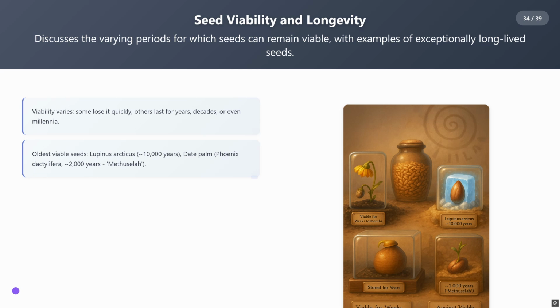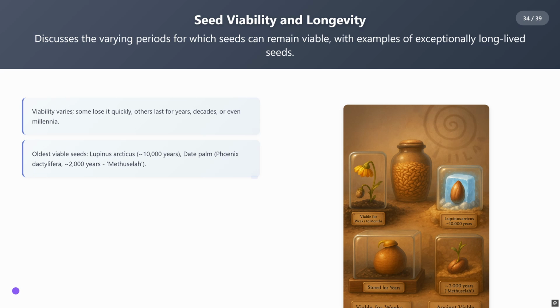It truly is mind-blowing. While some seeds, like we said for pollen, lose viability quickly, maybe within a few months or a year, others can remain alive for decades, centuries, or even millennia under the right conditions. There are some famous examples. Like what? Well, there's the case of the Arctic lupine, Lupinus arcticus. Seeds excavated from Arctic tundra, estimated to be around 10,000 years old, were successfully germinated.